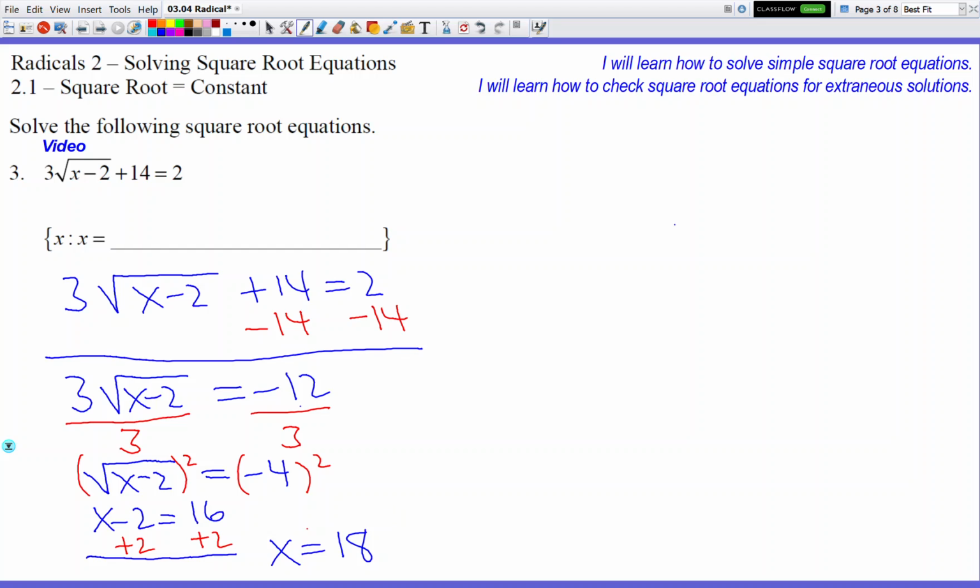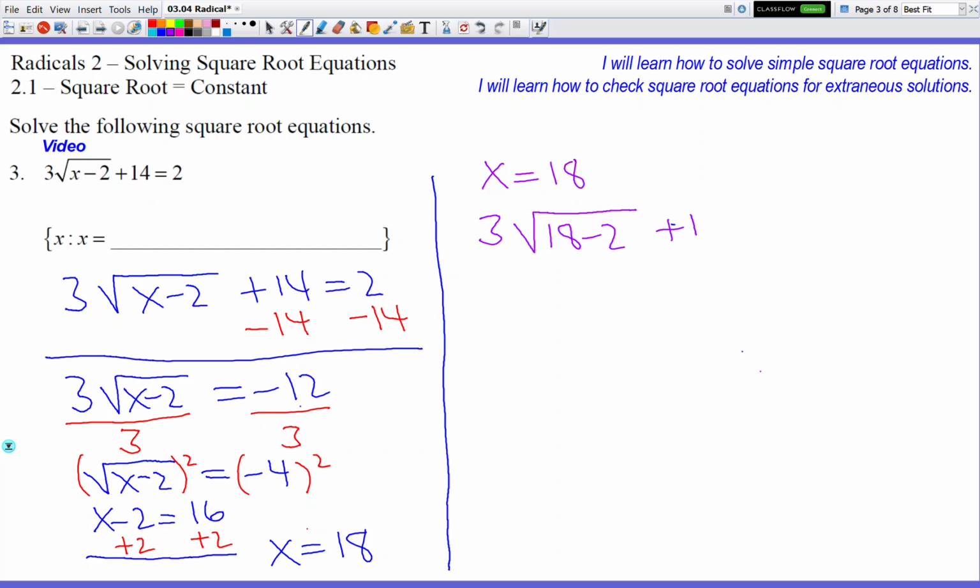Potentially equals 18. I don't know if it actually is 18, but that's what we solved. So we're not going to be sure until we actually check our answer. So let's check our answer, and if it works, then cool. Then I can officially submit 18 as an answer. So we're going to plug it into our original problem. So 3 times the square root of 18 minus 2 plus 14, and we don't know if it's equal to 2, but that's what this whole process of checking verifies for us.